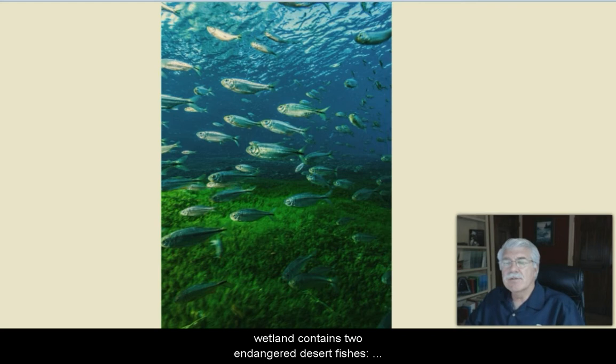Here are some of the species that live there. This particular species here is the Mexican tetra. Also living in this desert wetland area are two endangered desert fish, the Pecos gambusia and the Comanche Springs pupfish. Pecos gambusia have a very limited distribution, and the Comanche Springs pupfish are only found in the waters of the Balmorhea Springs.